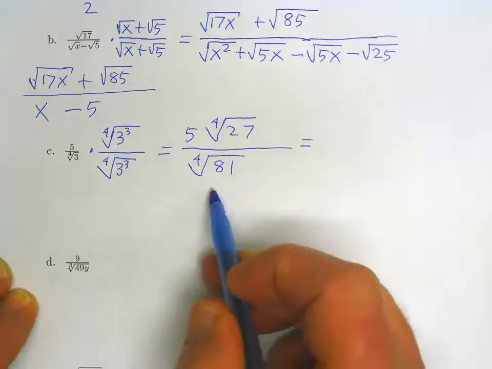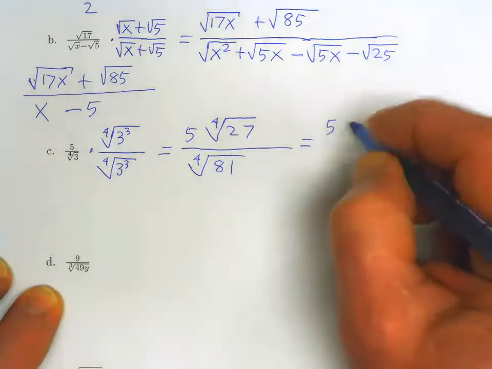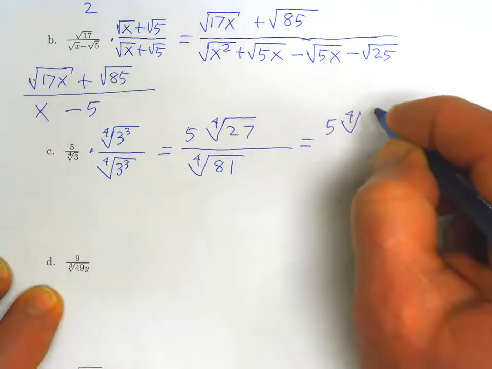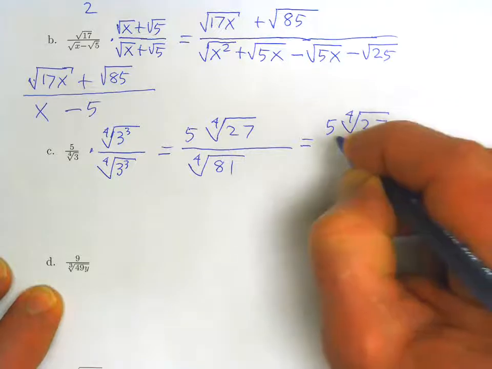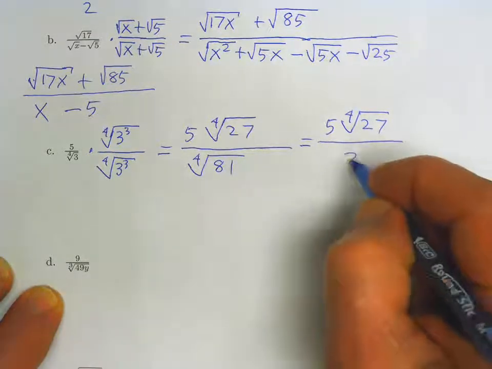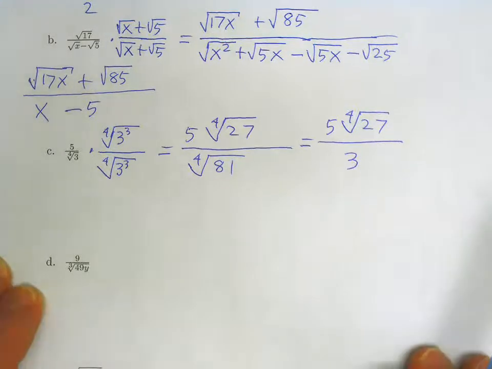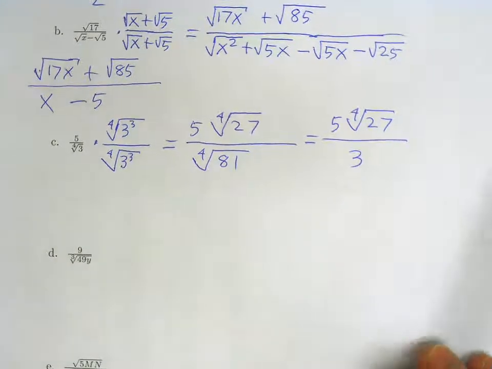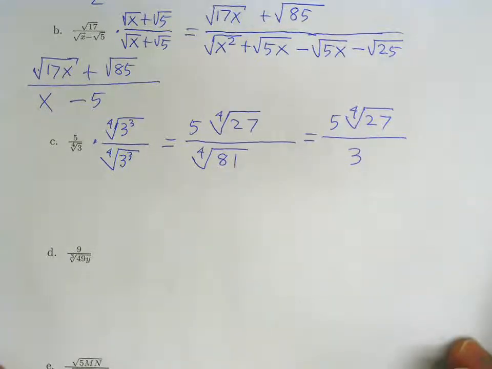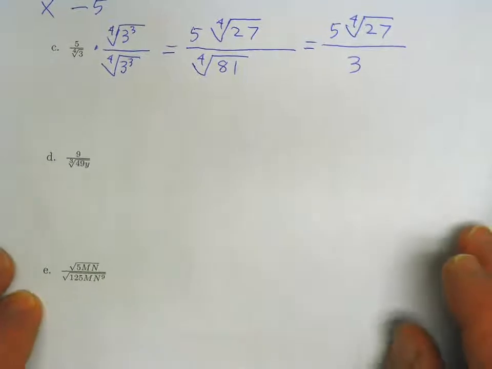But the denominator is going to simplify to an integer. The numerator is 5 times the fourth root of 27. And in the denominator, the fourth root of 81 is 3. So we no longer have a radical in the denominator. Okay, the next one.